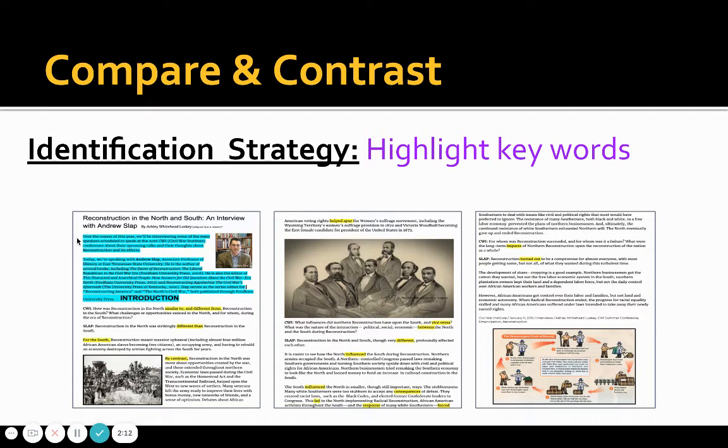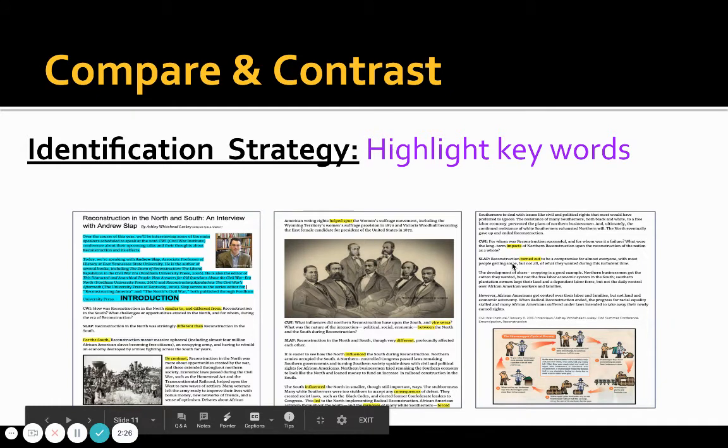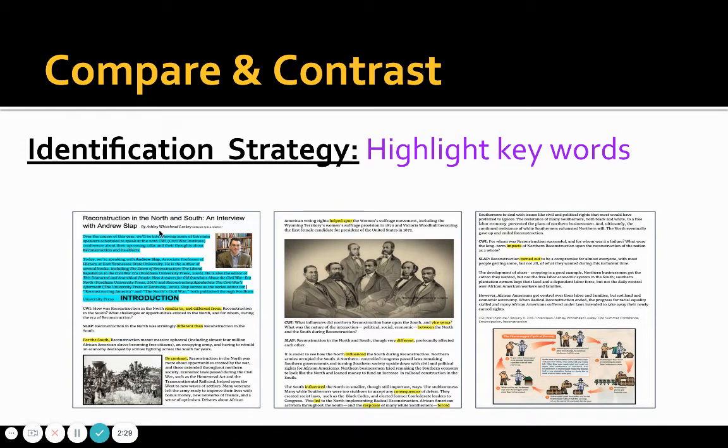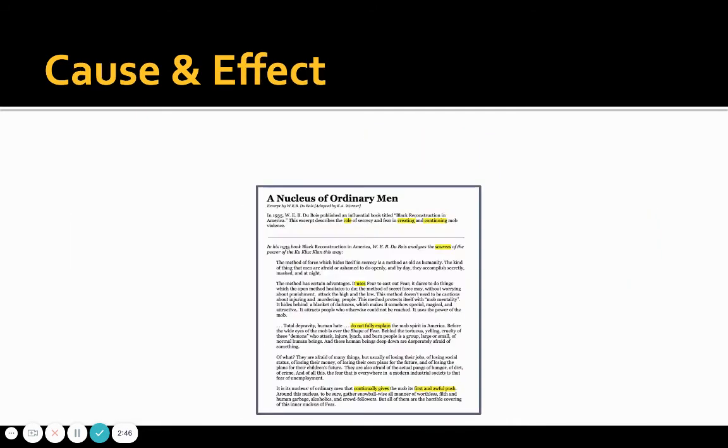One thing to note is don't get confused by an introduction. This whole article is about comparing Reconstruction, or what happened after the Civil War, between the North and the South. And it's an interview, but all the questions are compare and contrast. But the first two paragraphs give you some background. And so don't be confused by a couple paragraphs of introduction. You need to look at the entire text to see what the structure is, not just the first introduction paragraph.